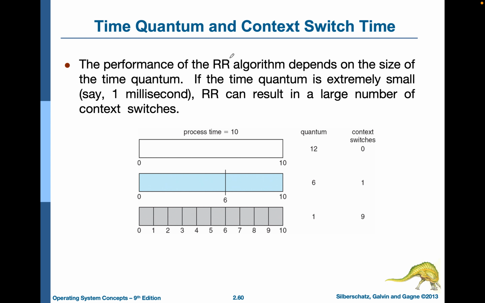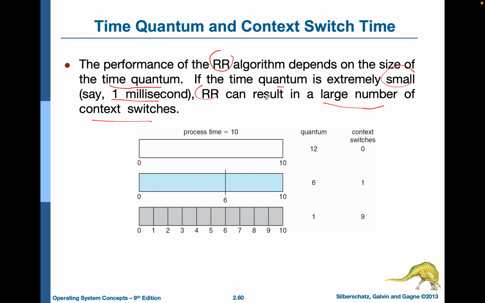The performance of the round robin algorithm depends on the size of the time quantum. So if you have a different size of time quantum, you're going to get a different result. If the time quantum is extremely small, let's say 1 millisecond, round robin can result in a large number of context switches.